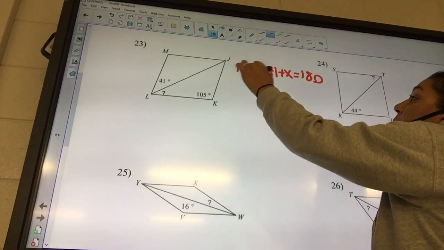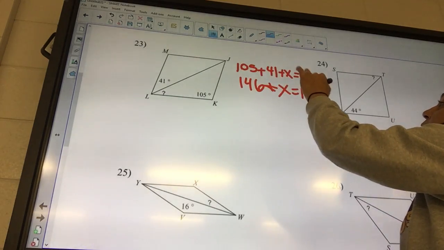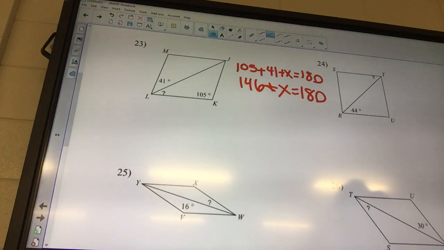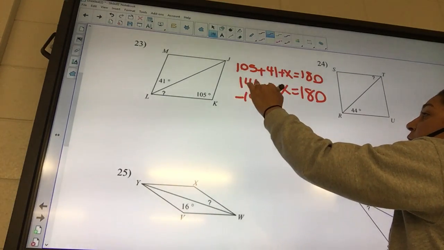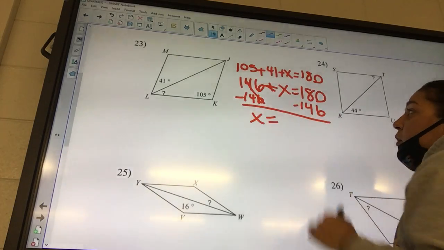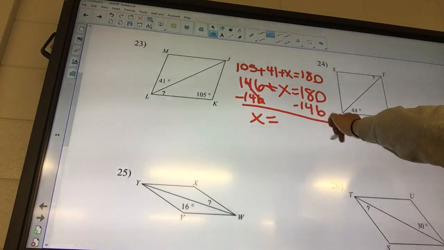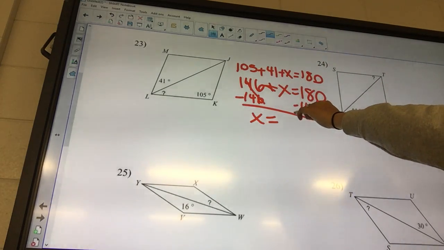146. 146. Plus x equals 180. Say 1, 4, 6. And then subtract 146 from both sides. And you got x equals 180 minus 146. 34.